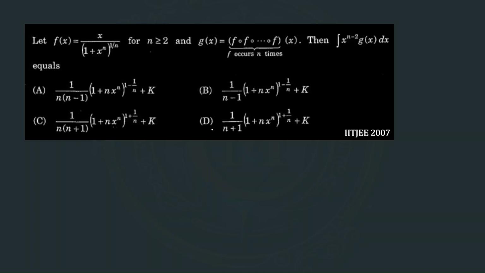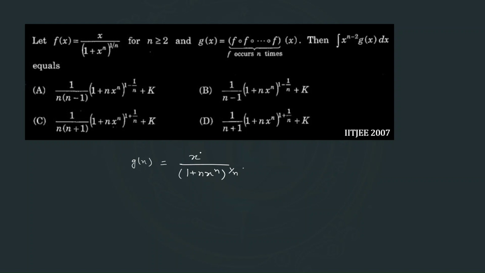For example, this question was asked in IIT JEE 2007. Here it is the same format that we just discussed. So g(x) here will be x divided by (1 plus n times x to the power n) whole to the power 1 by n. Now x to the power n minus 2 times g(x), integral of this.